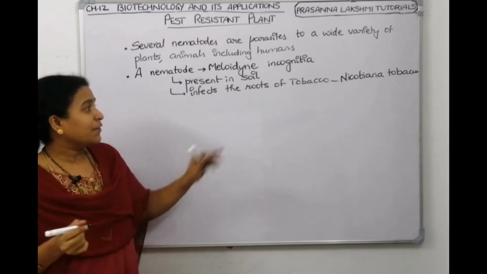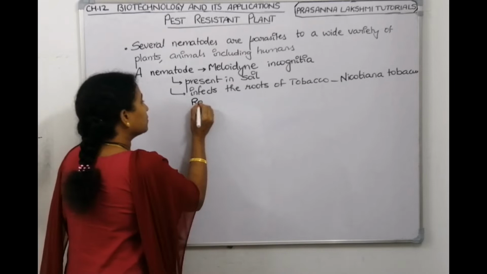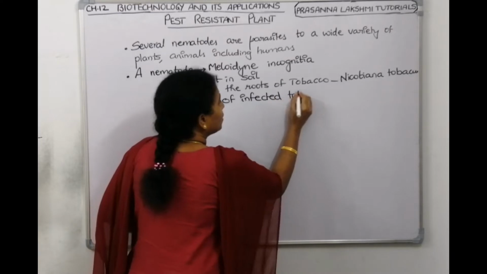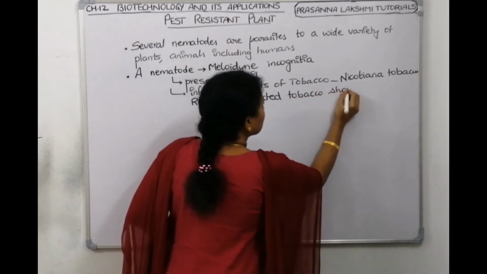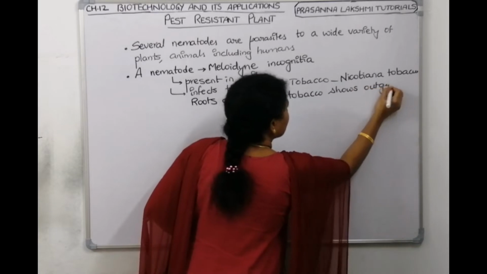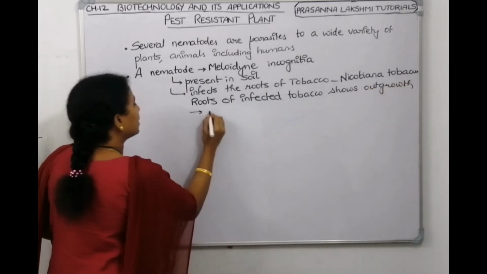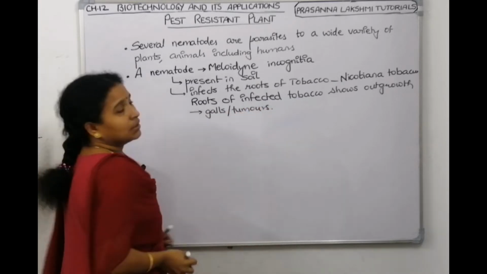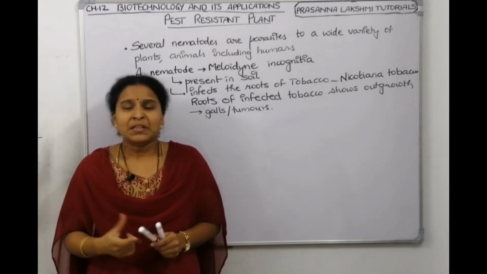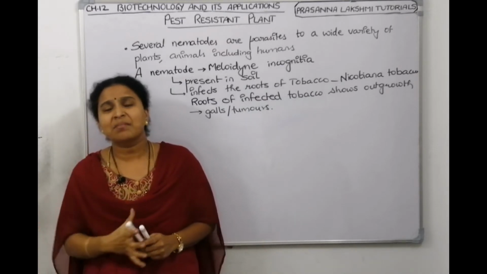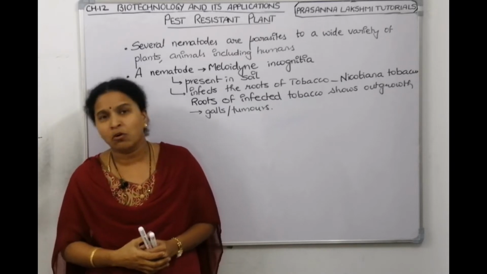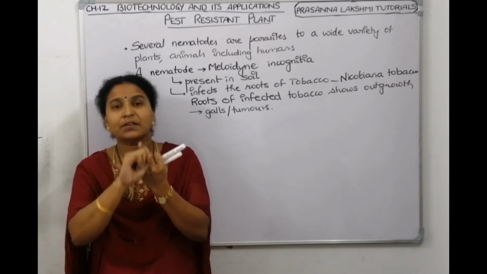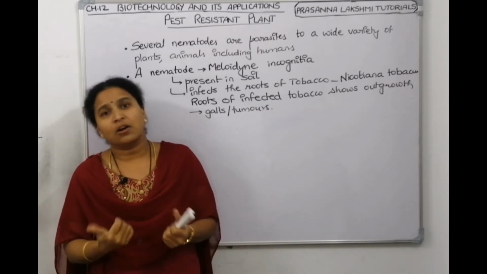So this nematode present in the soil will infect the roots of the tobacco plant. The roots of the infected tobacco show outgrowths. What do you mean by outgrowths? Like galls, tumors. If the root is infected, can it absorb water and minerals efficiently like a healthy root? No. If the water is not coming, can the leaf do photosynthesis? Carbon dioxide and water both are required for photosynthesis. The tobacco plant cannot do photosynthesis.